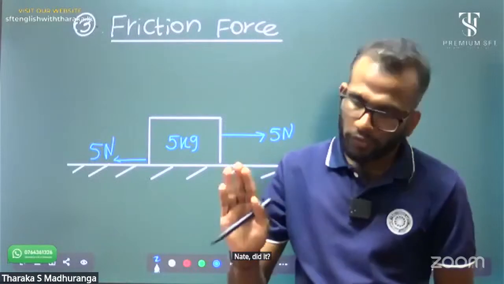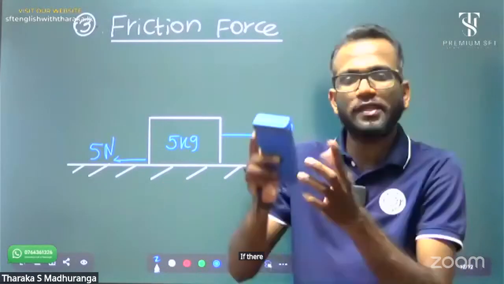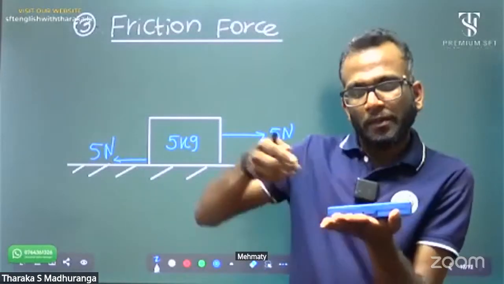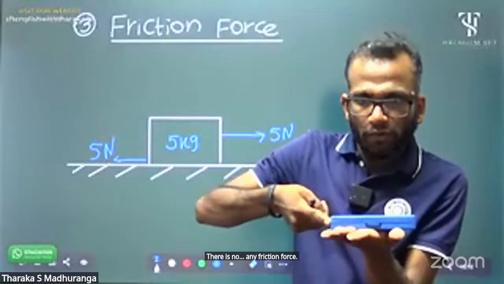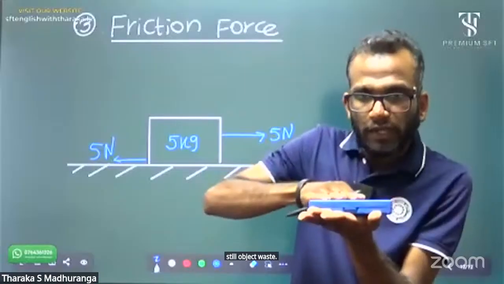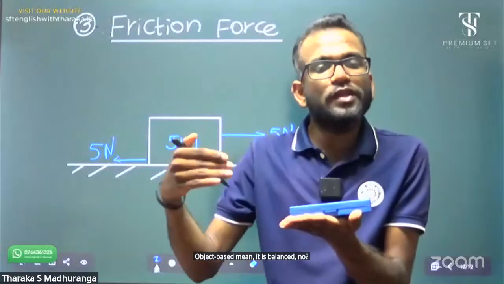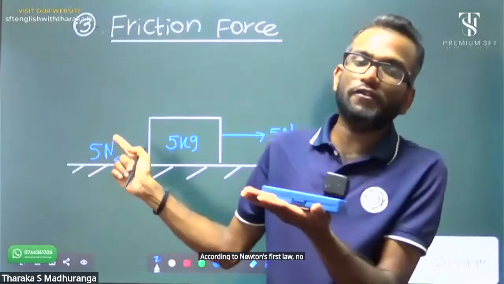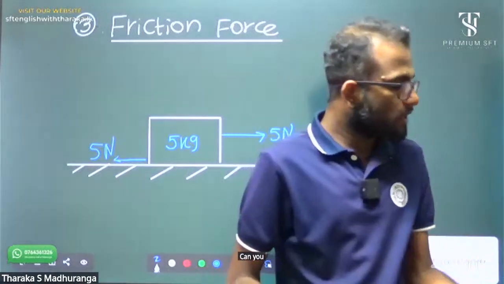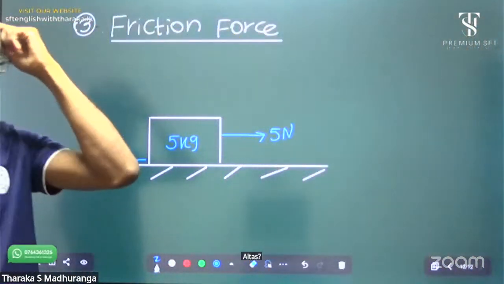Now, a 5 kilogram object. If there is no unbalanced force, there is no friction force, right? I am going to apply 5 Newton external force on this object. Still the object rests. Object at rest means it is balanced, no? According to Newton's first law, there is no unbalanced force, therefore the friction force is also 5 Newton. Can you agree with me? Altaf? Sinon?